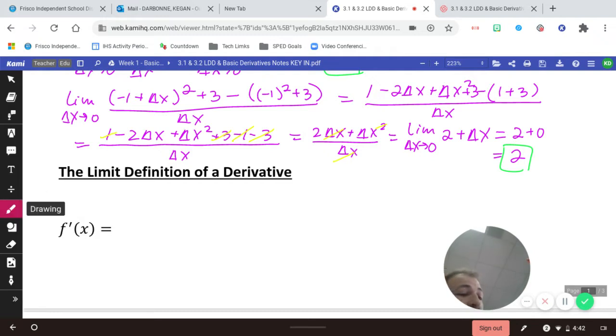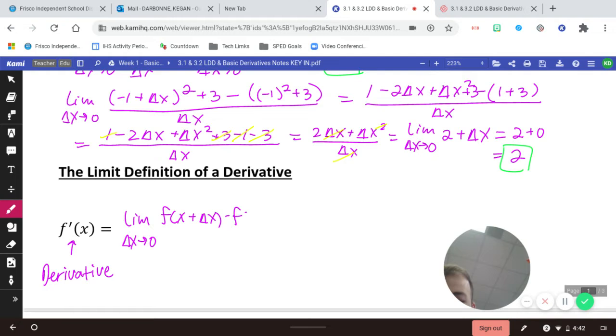So we say f prime of x, which is the derivative, is equal to the limit as delta x approaches 0 of f of x plus delta x minus f of x, all over delta x. Yeah, that's the exact same equation. All they did is stick this in and said, well, this is also equal to the actual derivative.